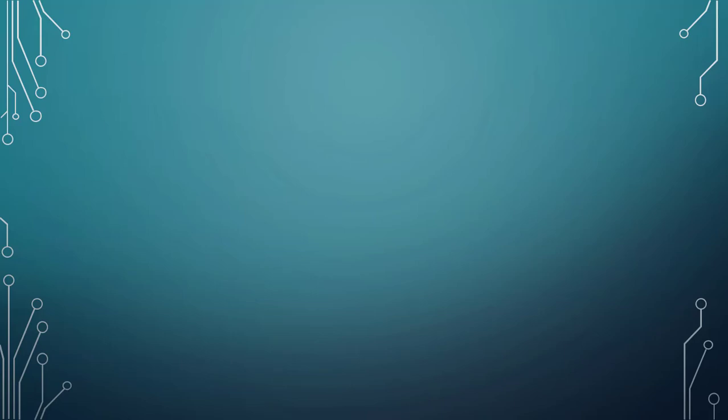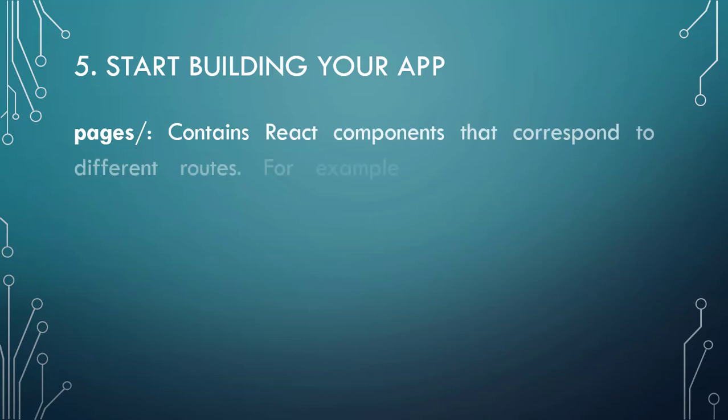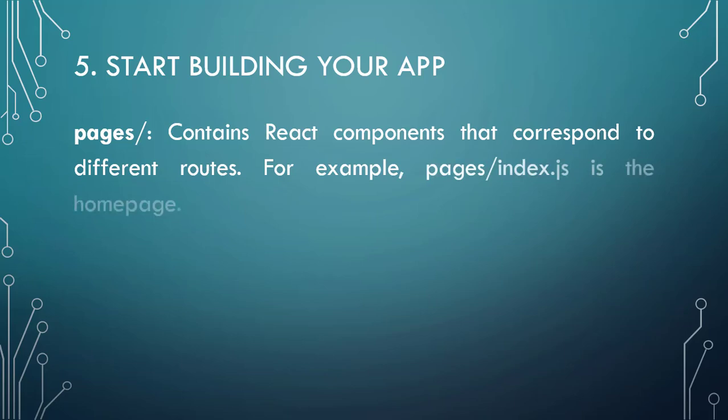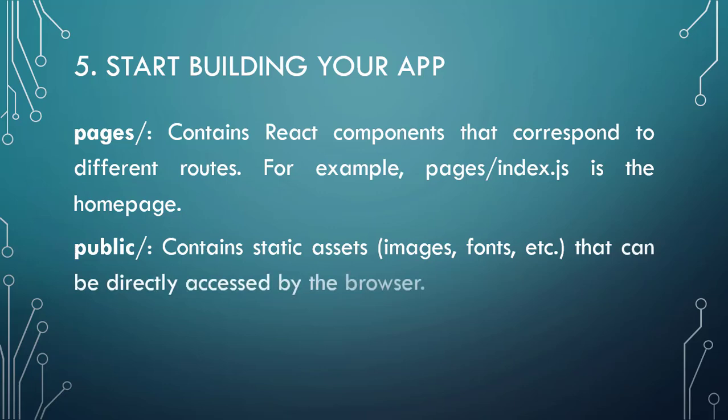5. Start building your app. Now you can begin building your Next.js app. Here are a few important files and directories in a default Next.js project. pages/ contains React components that correspond to different routes. For example, pages/index.js is the home page. public/ contains static assets, images, fonts, etc., that can be directly accessed by the browser. styles/ includes CSS files for styling your application.